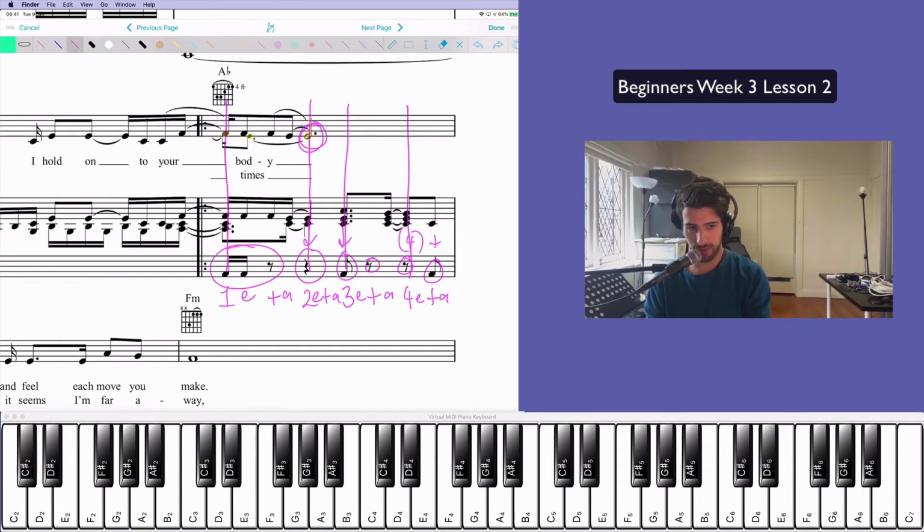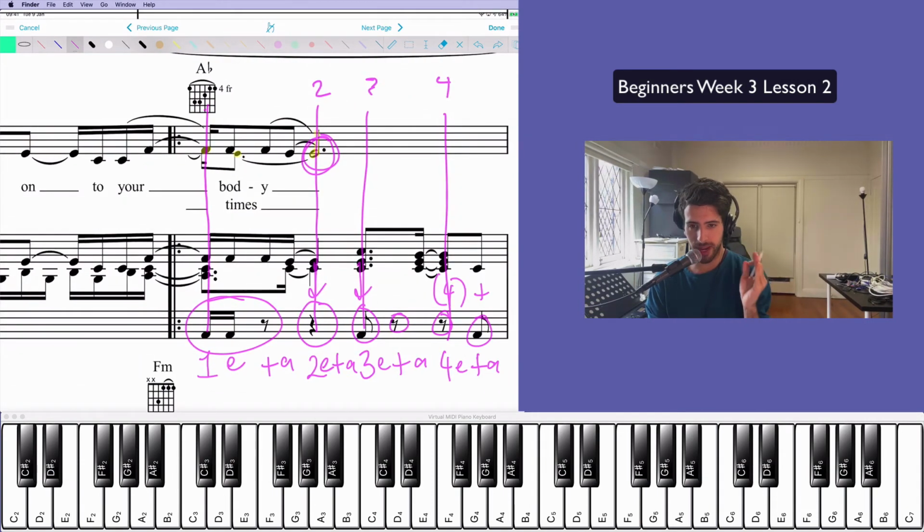How many crotchets will a dotted minim last for? 3. So yeah, 1 minim is 2 crotchets, and then add a half to it. It's going to last for 3 crotchets, which means that it's going to last for 2, 3, 4. It's going to last for 3 beats. Okay, so your beats 2, 3 and 4 are already taken care of. But I want to get the precision of this word "times" on the correct beat.